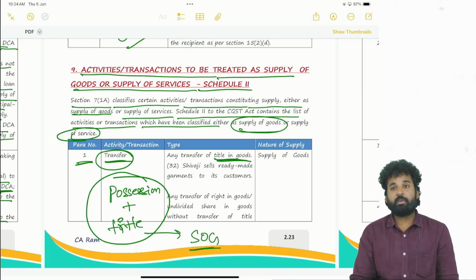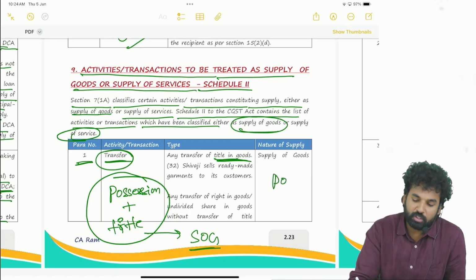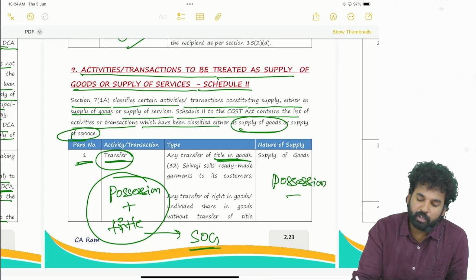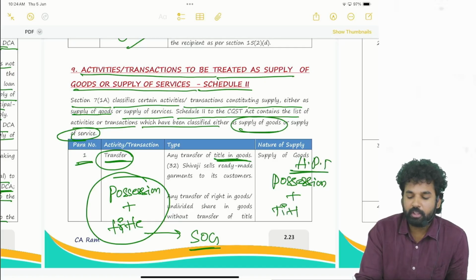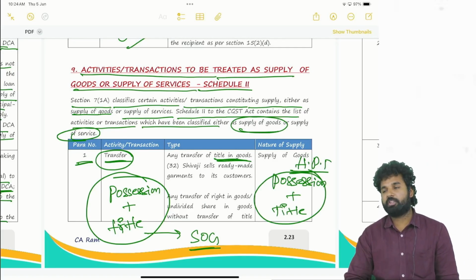When you consider a hire purchase transaction, when you are purchasing something on EMI, complete ownership will be transferred, but not at the time of purchase. Upon payment of the last installment only it will be transferred. Here the possession is being transferred, but the title is transferred upon the payment of the last installment. So let's say if you are purchasing a bike on EMI for 36 installments, after 3 years ownership will be transferred.